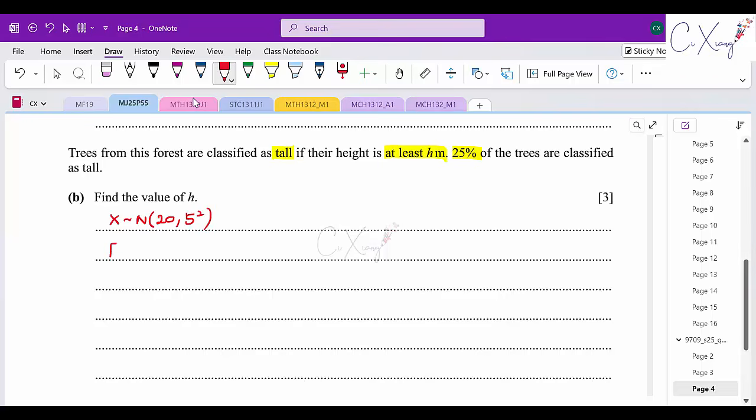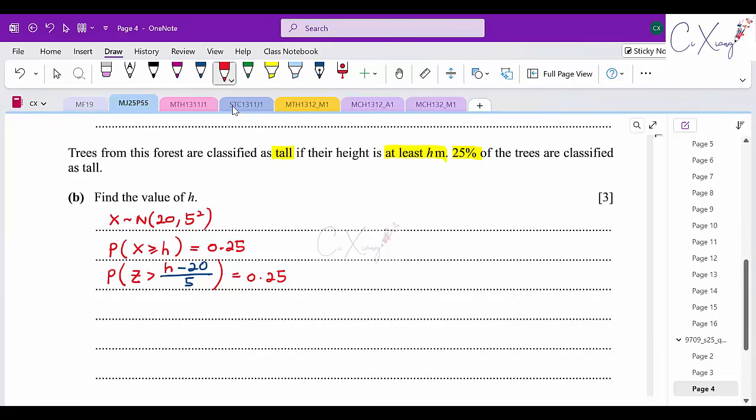And now from here, I know the probability of x greater than or equal to h. When they say height is at least h cm, convert into a symbol, you'll have x greater than or equal to h. And then what's the percentage of the trees that is greater than or equal to h? So it should be 25%, which is 0.25. Okay, right, then again, because I know that it is normally distributed, to find the probability I have to standardize it first. I'm taking h minus the mean divided by the standard deviation, and what I get here is 0.25.